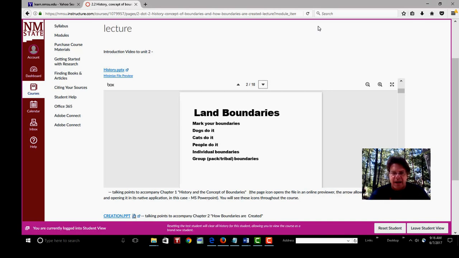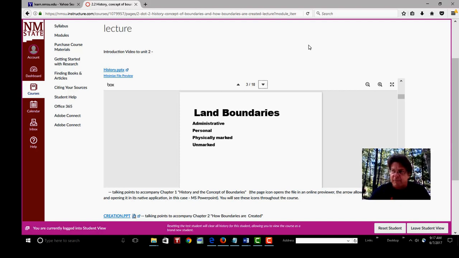And we're talking about land boundaries, the historical concept of boundaries. Everyone marks boundaries. Mankind has marked our boundaries since our very, very beginnings in tribal or pack groups. Even the animal kingdom does it. Dogs do it, cats do it, people do it. It's been said that even fish sometimes mark their boundaries in their underwater environment where they live. But as we scroll forward, we're talking about land boundaries for the human sense.